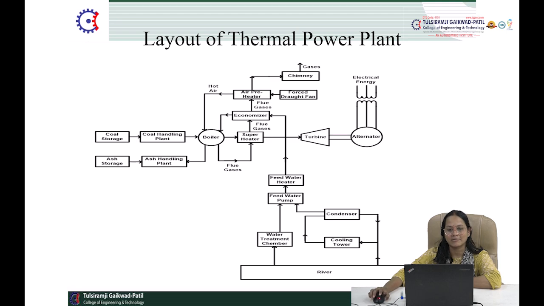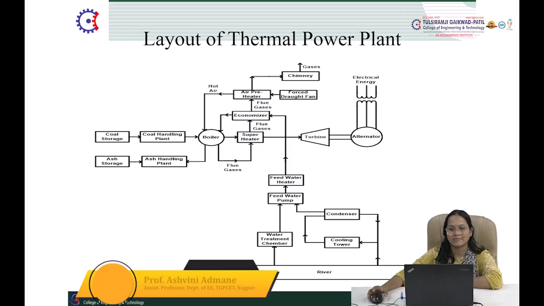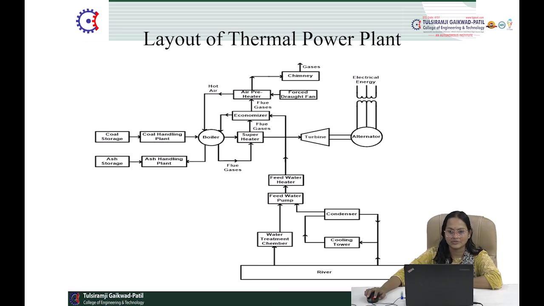The first segment will start from the coal storage, coal handling plant, ash storage, ash handling plant, and the boiler. This one is the first segment. Now the second segment will be the air preheater, economizer, superheater, chimney, forced draft fan, turbine, and the alternator. And the third segment will start from the feed water pump, cooling tower, and the river, right?